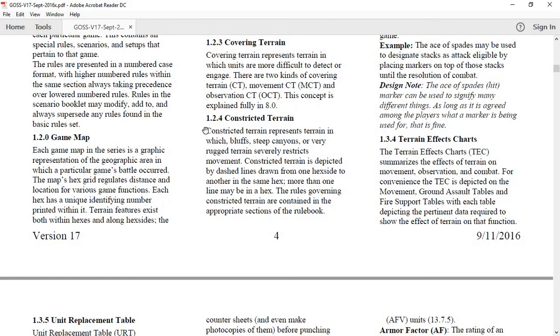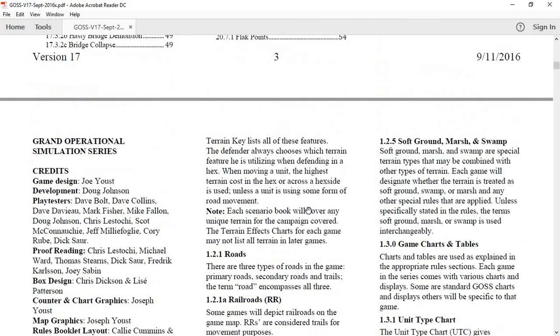Constricted terrain represents terrain in which bluffs, steep canyons, or very rugged terrain severely restricts movement. Constricted terrain is depicted by dashed lines drawn from one hex side to another in the same hex. More than one line may be in a hex. The rules governing constricted terrain are contained in the appropriate sections of the rulebook.